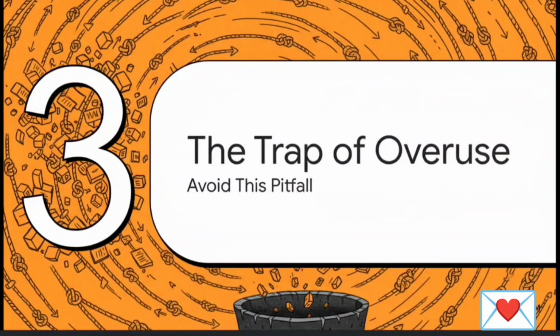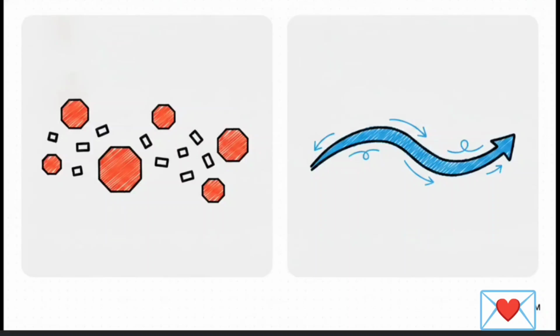Section 3. The trap of overuse. Now, I need you to imagine a paragraph where the writer forcefully stuffed a bulky transition at the beginning of every single sentence. However, for example, next, in addition, it creates this terrible, choppy distraction.